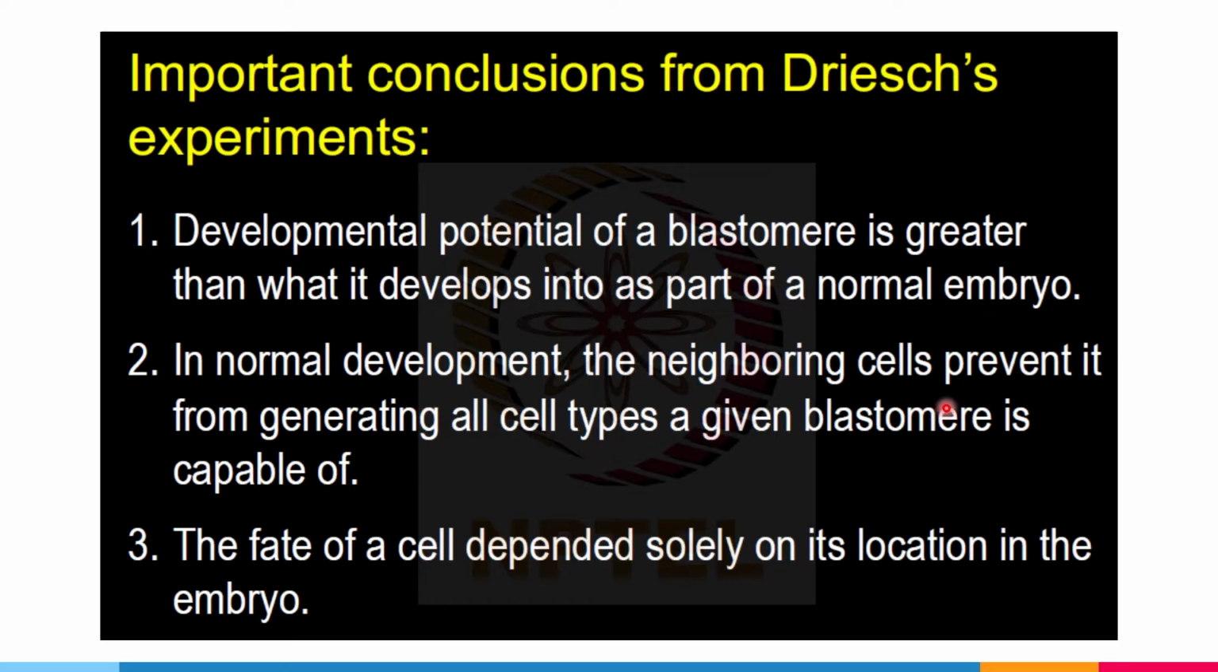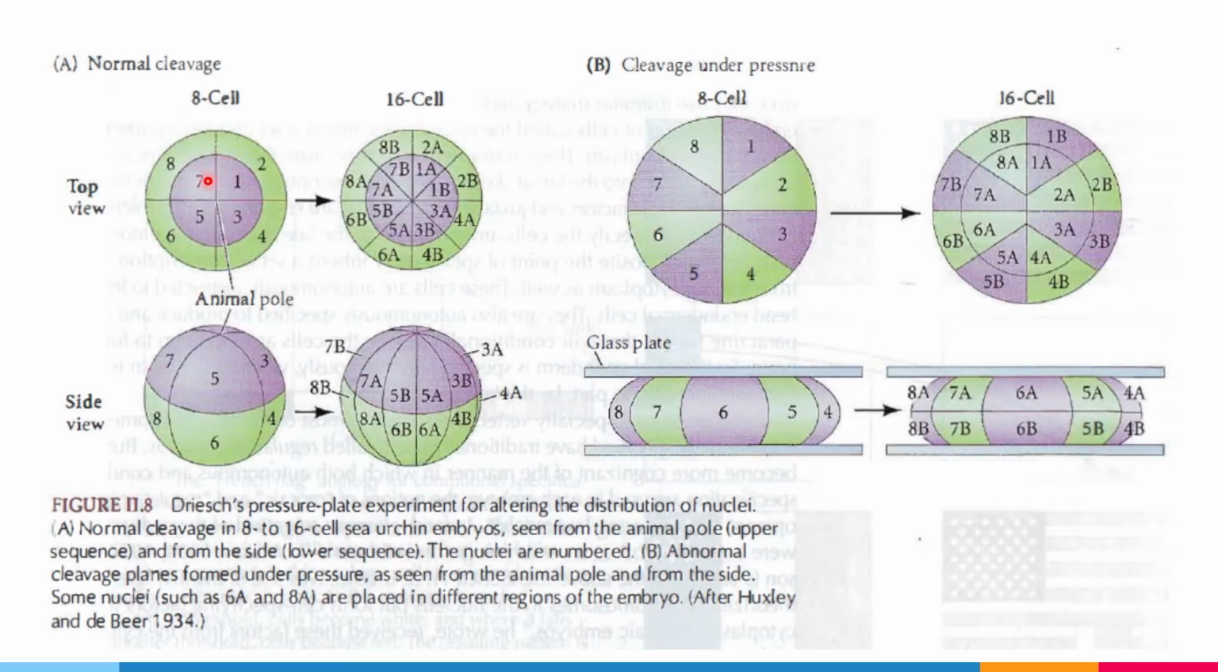In normal development, the neighboring cells prevent it from generating all cell types a given blastomere is capable of. So what it means is that cell number 1 will only form, say, the ectodermal lineage of cells and not form any mesodermal or endodermal cells. Or if 1 formed, say, the eyes, the lineage finally formed the eyes and the optic cup. It will only form those cells and not end up producing cells similar to the cells in the heart. It is only because the neighboring cells prevent it from forming anything else and specify its lineage.